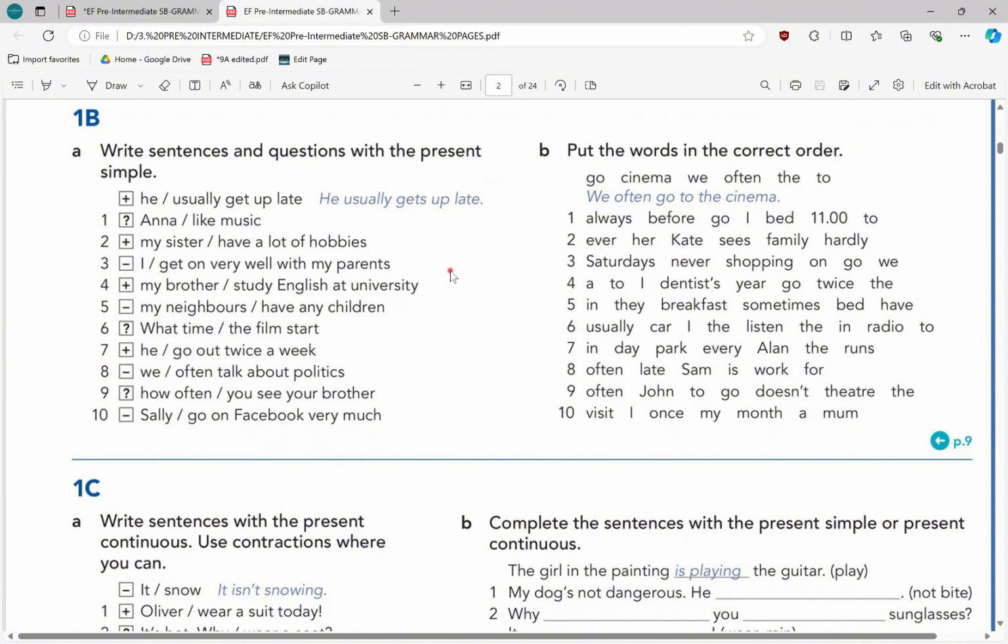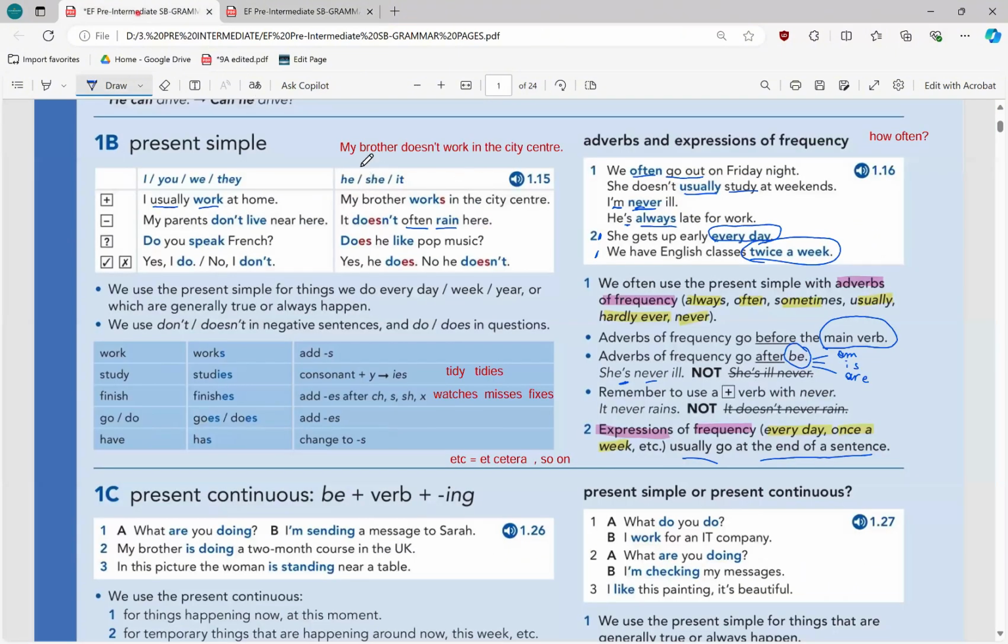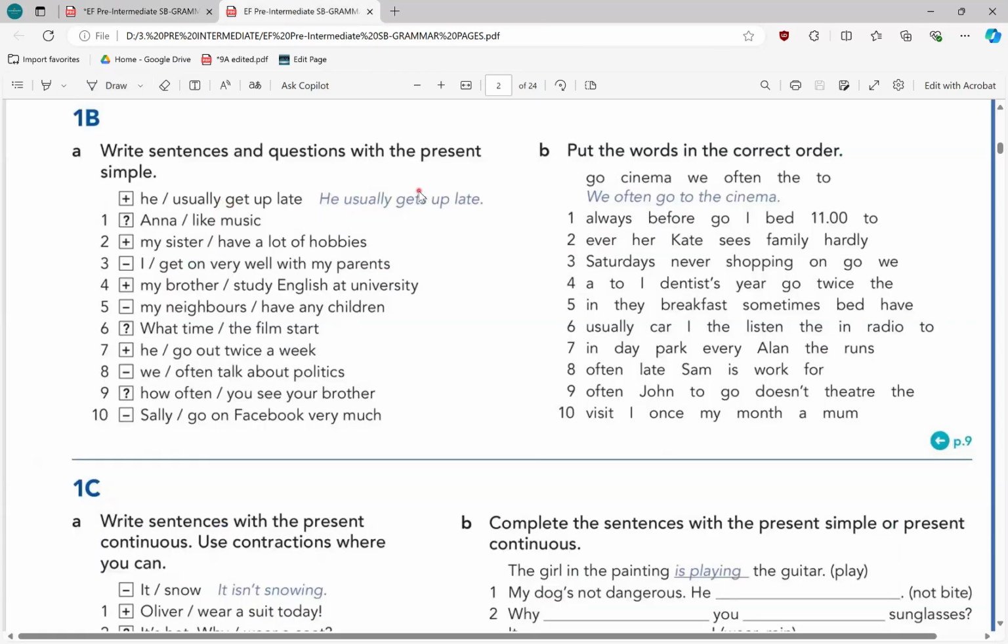So we're going to tackle A, write sentences and questions with present simple. If it's plus, it means positive. Look, he usually gets up late. If I want to make a proper sentence, he usually gets, because I'm using he here. So get becomes gets up late. Where did I get this? Here's the rule: he, she, it, we're adding s. That's why the same rule will apply.